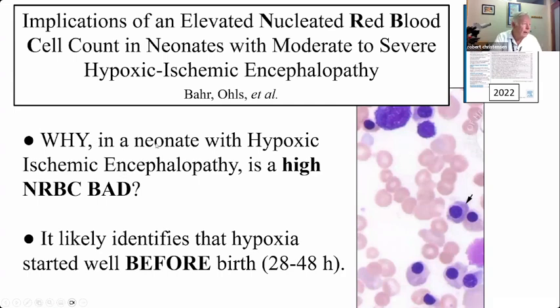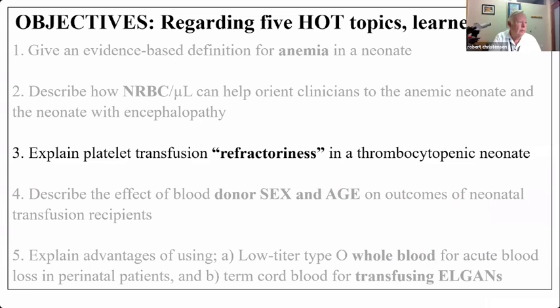So why, in a neonate with hypoxic ischemic encephalopathy, is a high nucleated red cell count at the time of birth a bad signal? I think it's because it identifies that that baby has had hypoxia that started well before birth, 1 day, 2 days, maybe 3 days. And maybe that's a little bit more difficult to recover from than a hypoxic event that just occurred a few hours before birth. Now we're going to move on to platelet transfusion refractoriness.